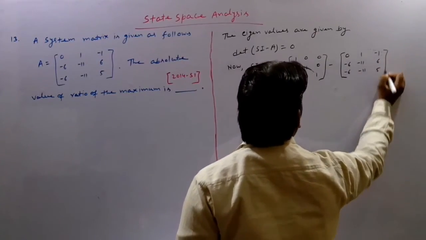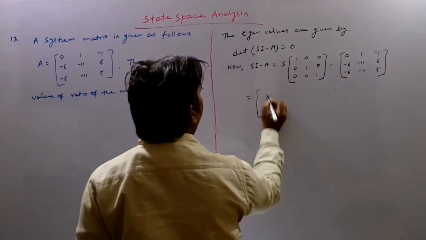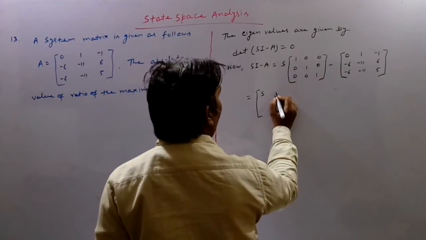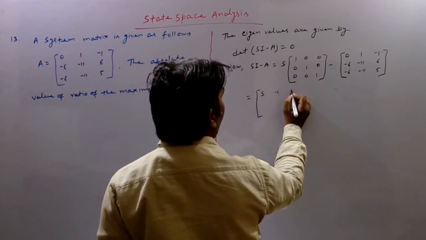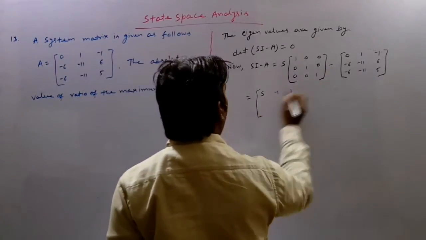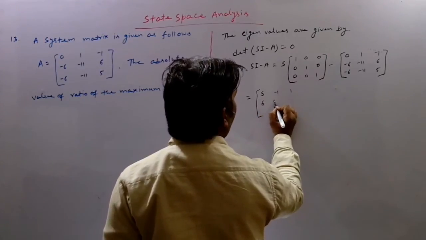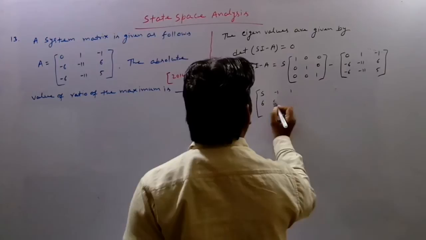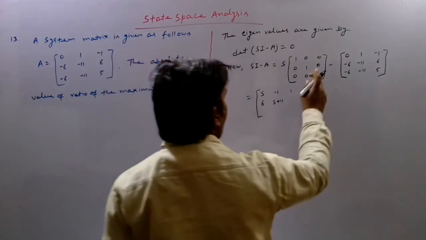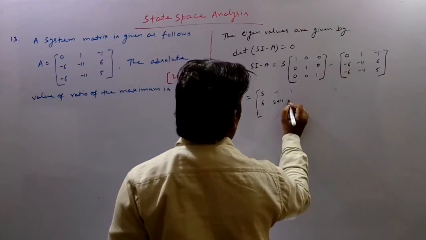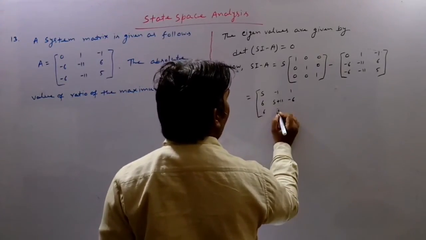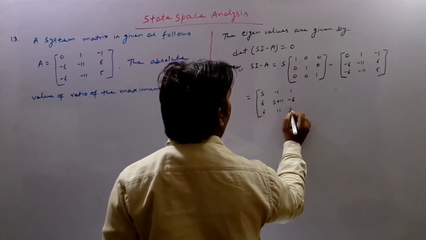So if we calculate, then it will give s minus 0, and here 0 minus 1, so it will be minus 1. Here again 1. Now here 0 minus 6, so it will be 6. Here s minus 11, so s plus 11. And here 0 minus 6, so it will be minus 6. Again here 0 minus 6, so it will be 6, it will be 11, and it will be s minus 5.